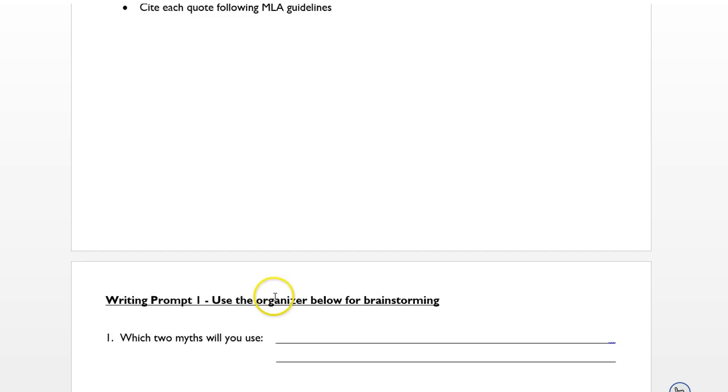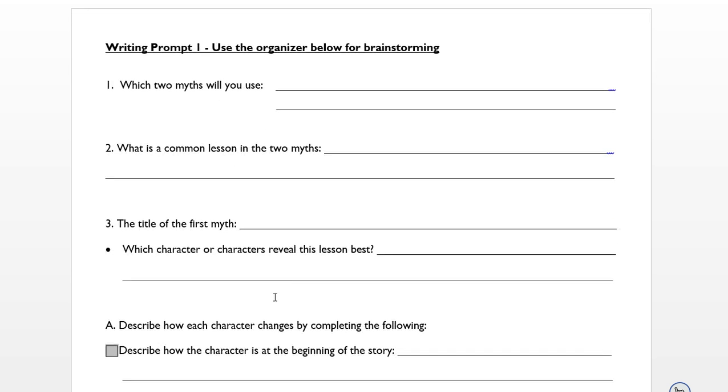So in order to help you with this, you're going to complete a brainstorming sheet. There's a different one for each writing prompt because each one is a little different in terms of organization and focus. So this is for writing prompt 1, the lesson. If you're going to look at lessons in 2 myths, it walks you through which 2 myths you're going to use, what's the lesson you're going to focus on in each myth, then the title of the first myth and which character best revealed that lesson.